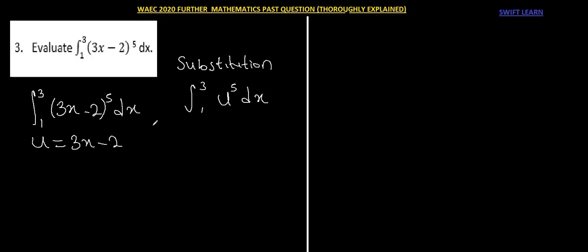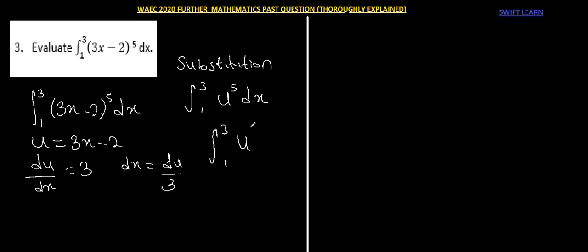Now if you notice, we cannot integrate u with respect to dx, so we have to change our dx to du. Let me differentiate this. du over dx will be the differential of 3x, which is 3, while the constant is 0. So I'll make dx the subject of the formula. dx will be du over 3. Then I represent it back: 3 limit of 3 and 1, u raised to the power 5 du over 3. I'll put my 1 over 3 out here.